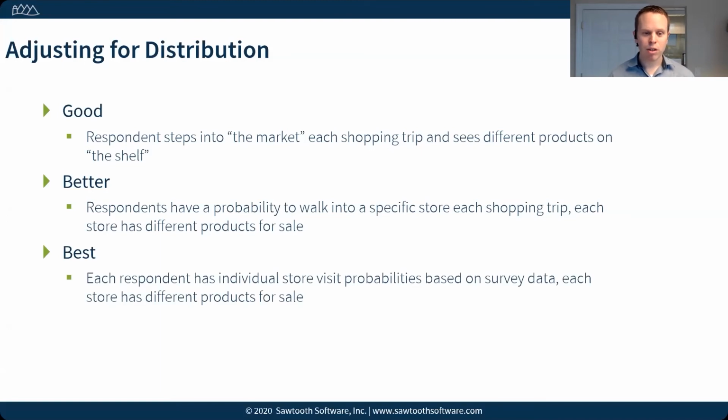And so the best way to do that would probably be on an individual basis. So you can ask people individually, do you shop at store A, B, C, D? You can create different stores with different products on the shelf, and then again, send people on their shopping trips over and over again, and kind of formalize this availability effect into our conjoint predictions.